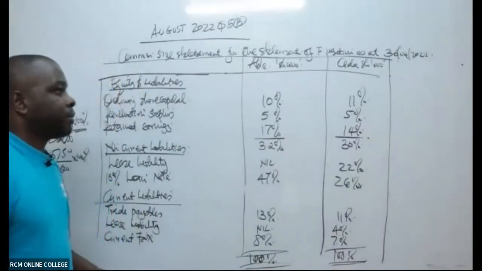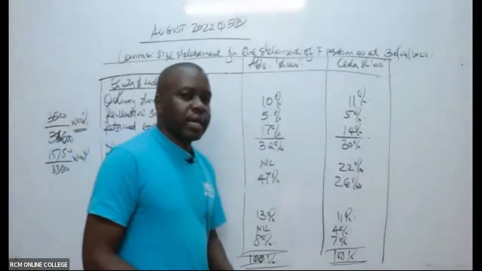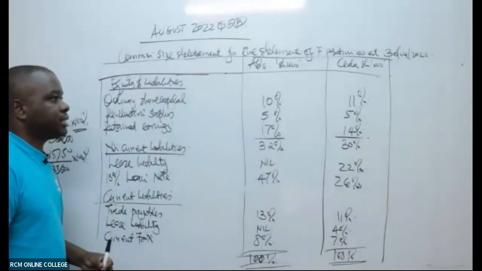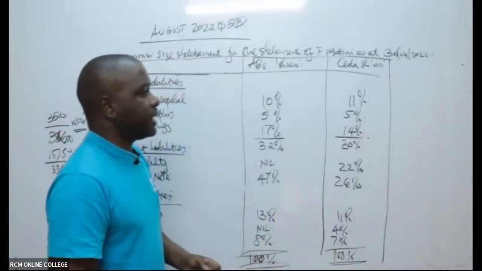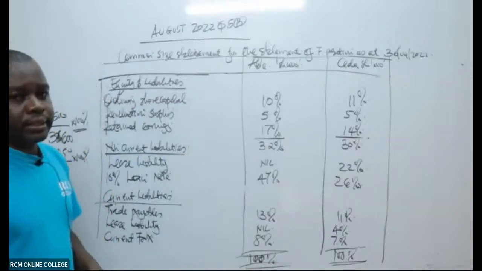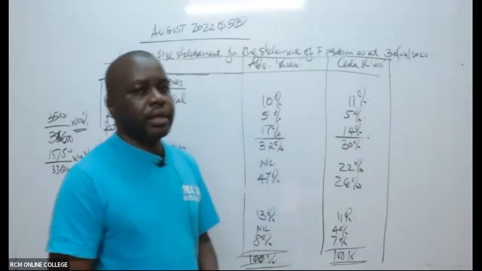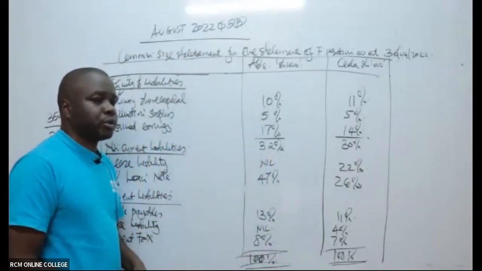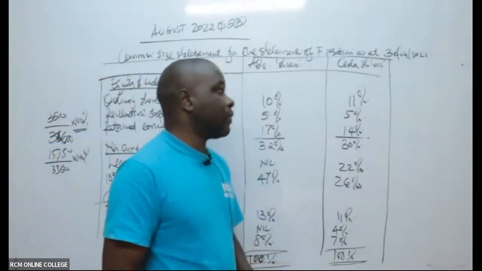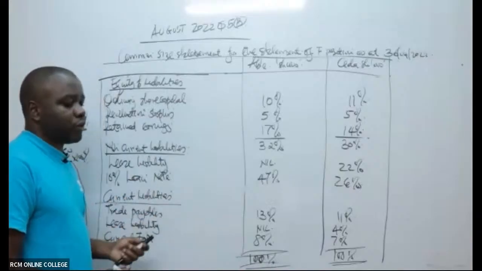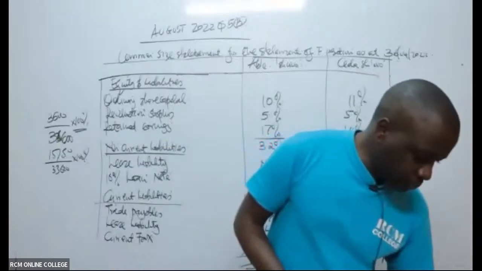So that's why in this case, you prepare the common size statement, or the vertical analysis, whereby you convert the items in the financial statements into percentages, using the total sales figure or the total revenue figure as the base in the income statement, and you use the total assets and the total equity and liabilities to convert the items in the statement of financial position.